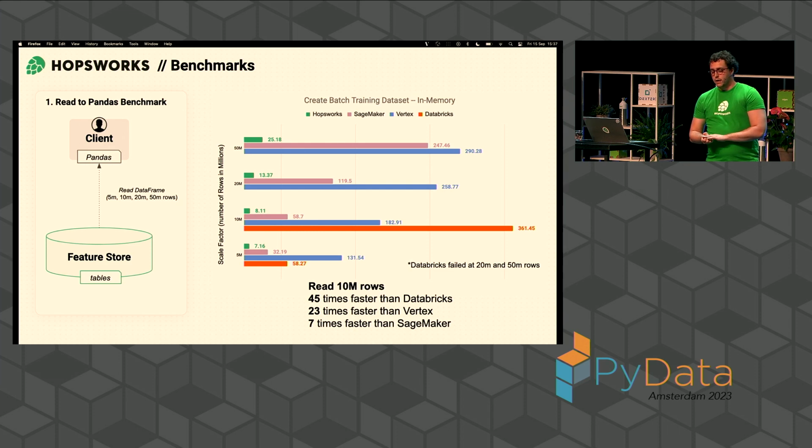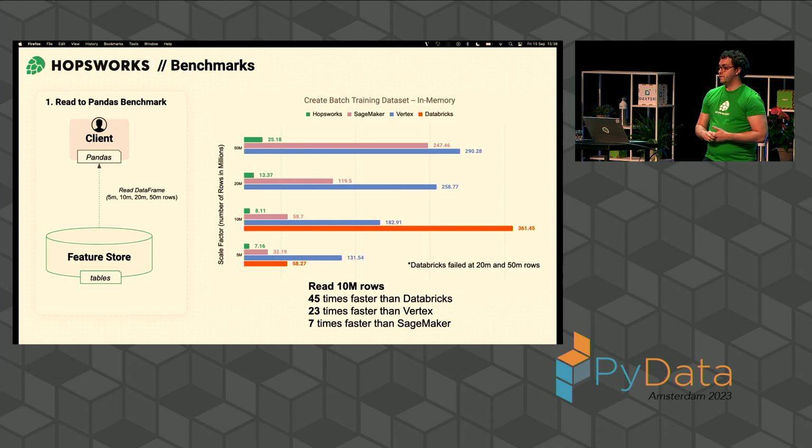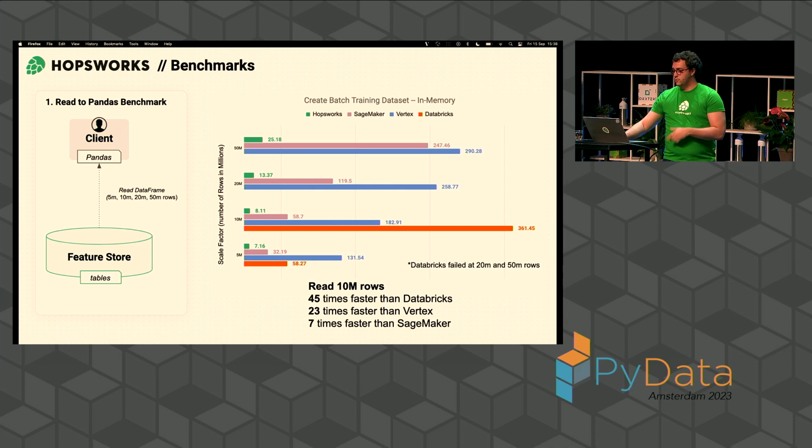The first benchmark is basically retrieving all the data into a Pandas data frame in the client. We compare a bunch of other tools out there over different dataset sizes, from 5 million all the way up to 50 million rows. And you can see we are between like 7 and 45 times faster for the 10 million rows. And if you're using pure Spark, you won't be able to achieve the 20 million, and you won't be able to finish the 50 million either, essentially, right? So that's why you don't see any red lines there.